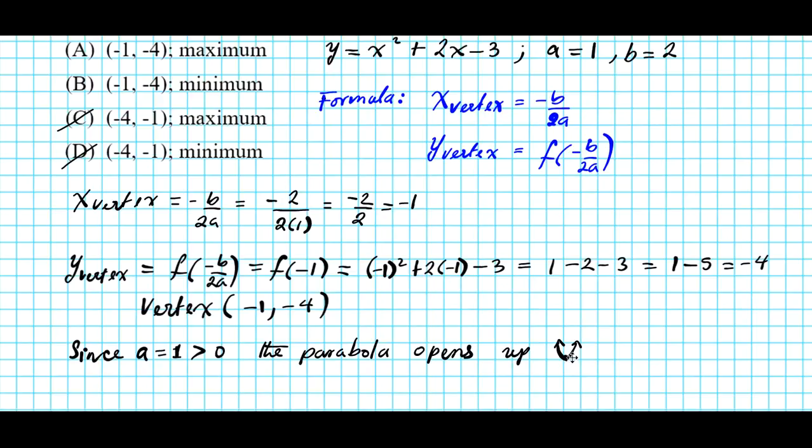That right there is your vertex. Is that a low point or a high point? Is that a peak or a valley? This is a valley, right? So that basically is a low point, which tells us that the vertex is a minimum. So our vertex is negative 1, comma, negative 4, which happens at a minimum. The answer is option letter B.